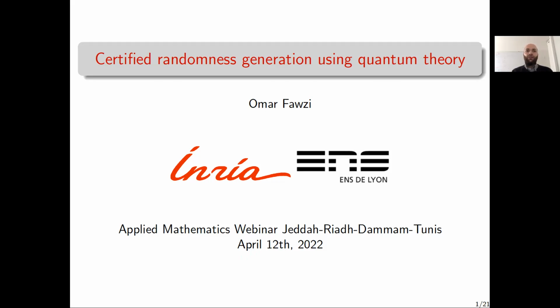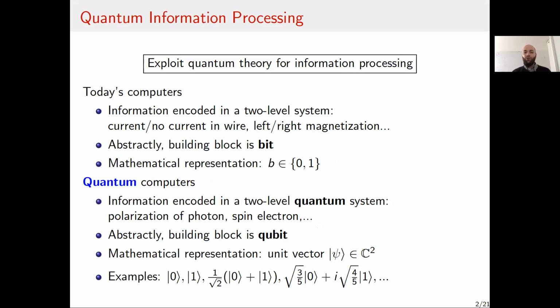Okay, so let's start. First, I'll give a very general overview of what quantum information processing is about. This is a big area at the intersection of computer science, physics, and mathematics. The objective there is to exploit the laws of quantum theory in order to do information processing in a more efficient way. So, a bit more specifically, in today's computers, the basic building block is information encoded in a two-level system.